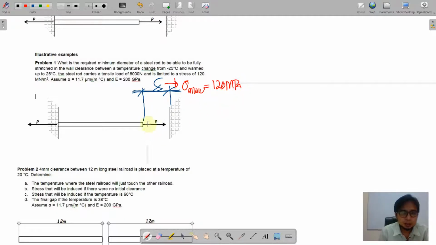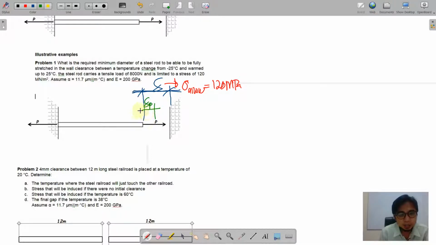Now, what is the composition of this delta? Number one, it is initially subjected to a tensile load of 8,000 Newton. When you stretch that, of course, it will elongate, due to the force P. I'll just denote that by delta due to P.